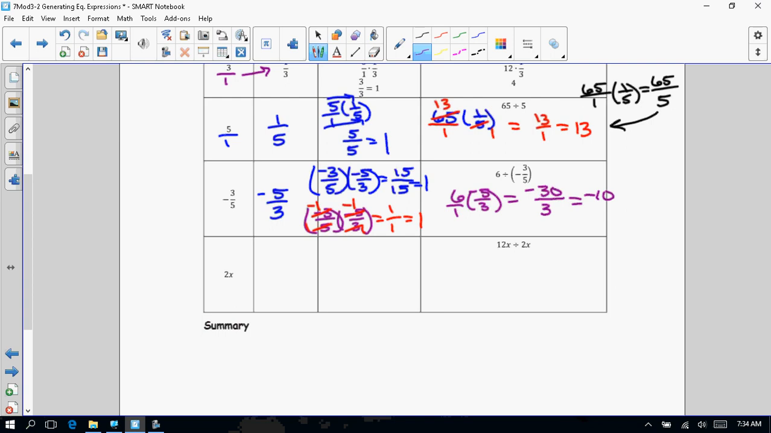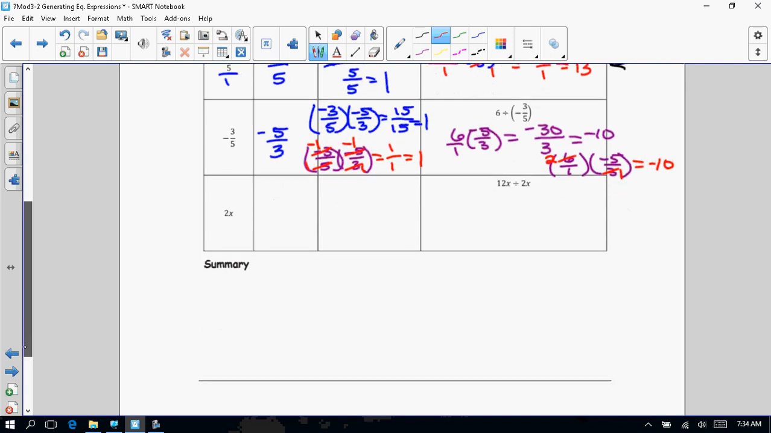Okay, now if you want to cross-reduce, 6 over 1 and -5 over 3, I can cross-reduce. 3 goes into itself once, and 3 goes into 6 twice. 2 times 5 is -10. Okay, some of you might find the cross reducing to be faster and easier. That's fine. Those of you who don't, no big. All right, now we get the harder parts.